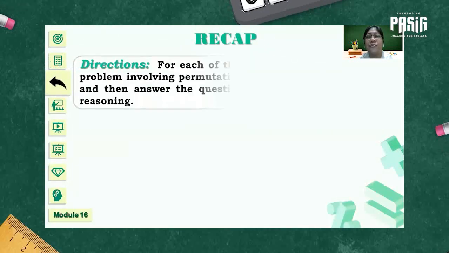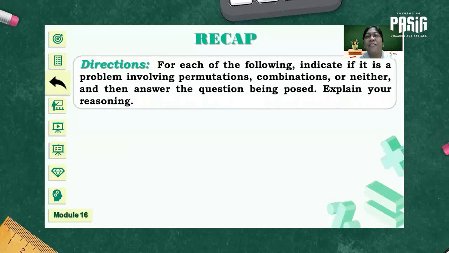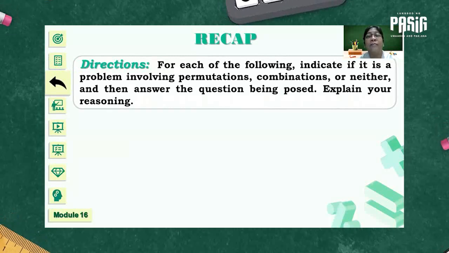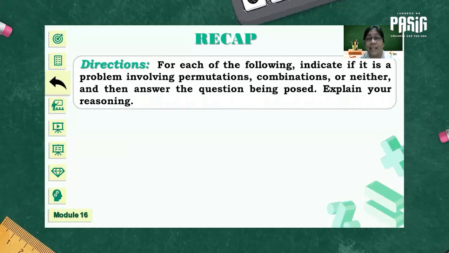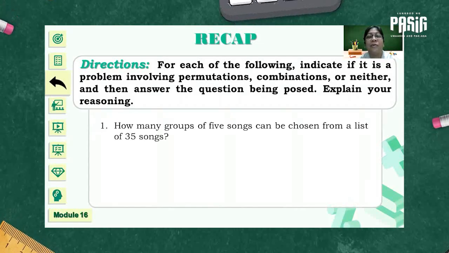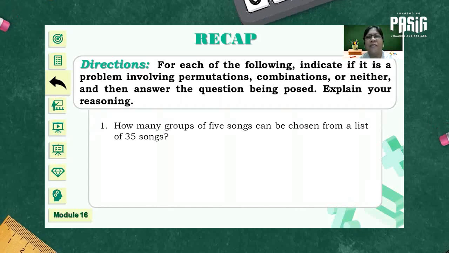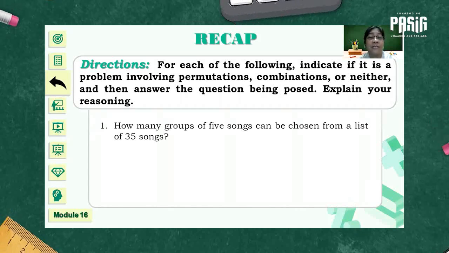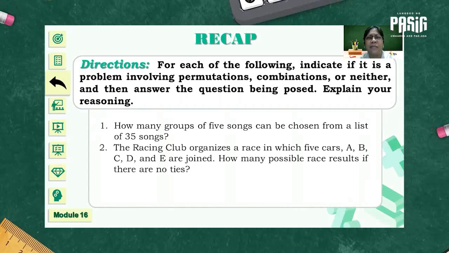I want you to, for each of the following, indicate if it is a problem solving involving permutations, combinations, or neither, and then answer the question being posed. Explain your reasoning. For number 1, how many groups of 5 songs can be chosen from a list of 35 songs? How about number 2?